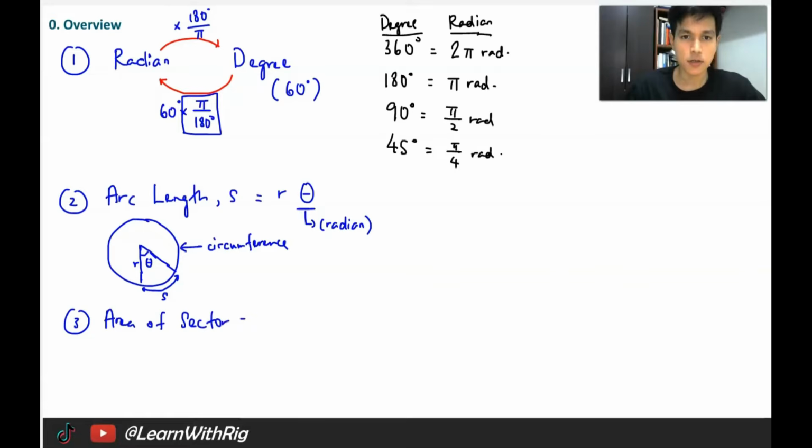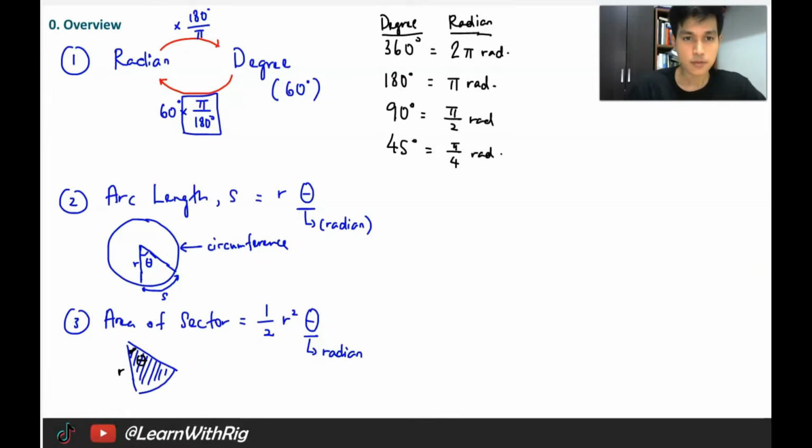Area of sector. In the previous one we learned about arc length. Now what if you want to find the entire area? The formula is 1 over 2 r square theta. Same thing, the theta here should be in radian. The unit must be radian. So what is theta? Theta is the angle here, and r is the radius.